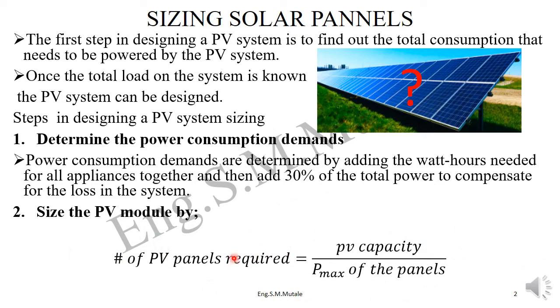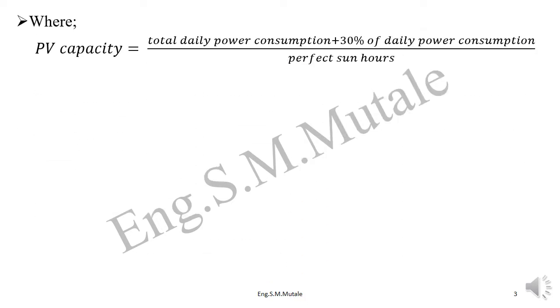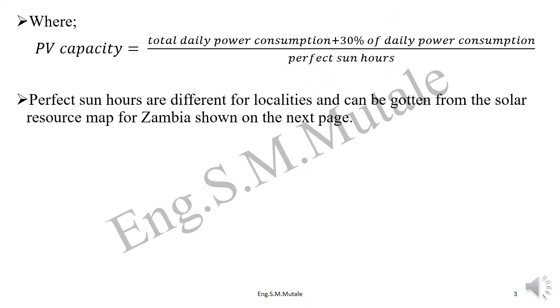Number of PV panels required is given by the PV capacity divided by the maximum power of the panels. Okay, where the PV capacity there is basically the total daily power consumption plus 30% of this same total daily power consumption, and then you divide that by perfect sun hours. These perfect sun hours, this is information which is on the internet. You can just check. Every place has got its own perfect sun hours, as shown on the next slide.